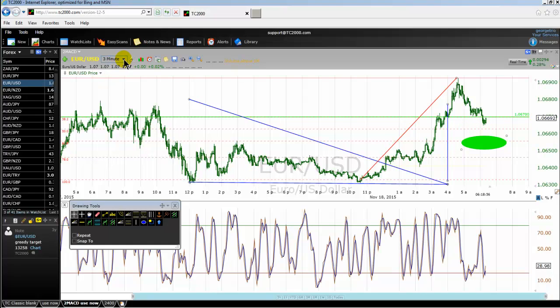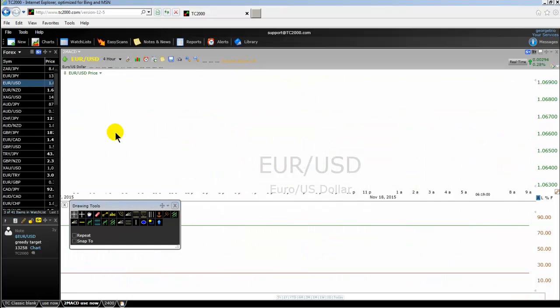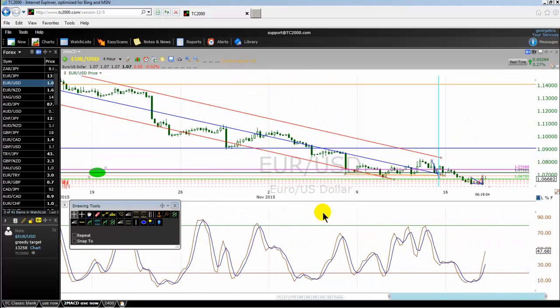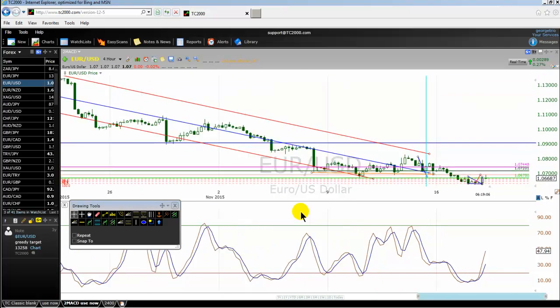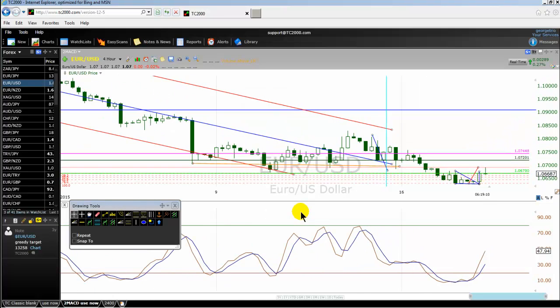So I want to talk about why I'm buying the euro. There's something here on the 4-hour chart. I'm using the 4-hour chart as my trading setup, but though I'm using a 4-hour chart for my trading setup, I will use the weekly chart to validate this trading setup.